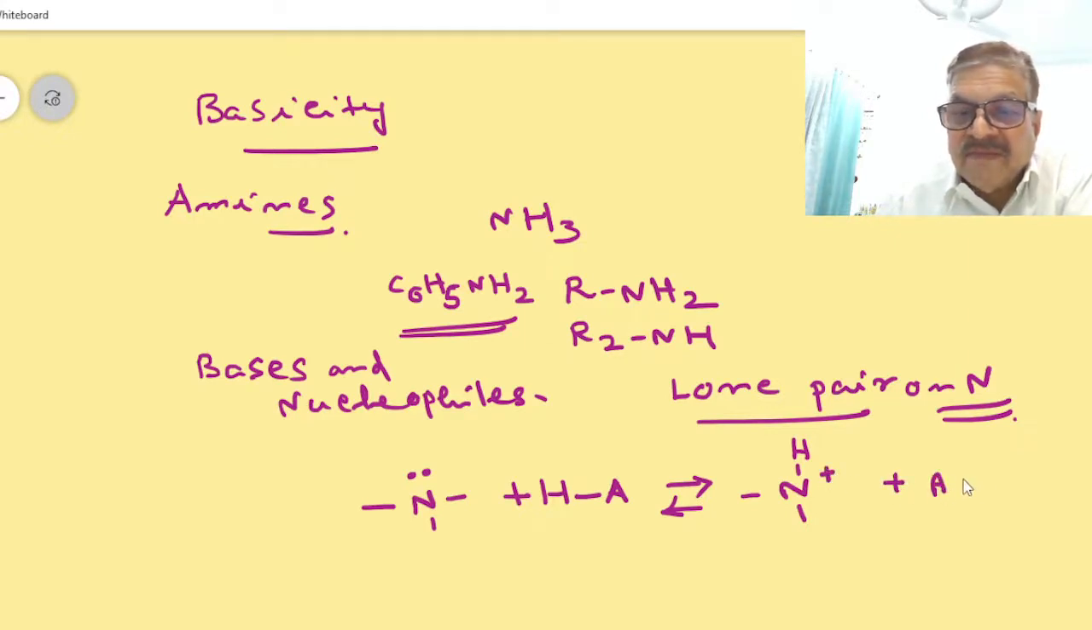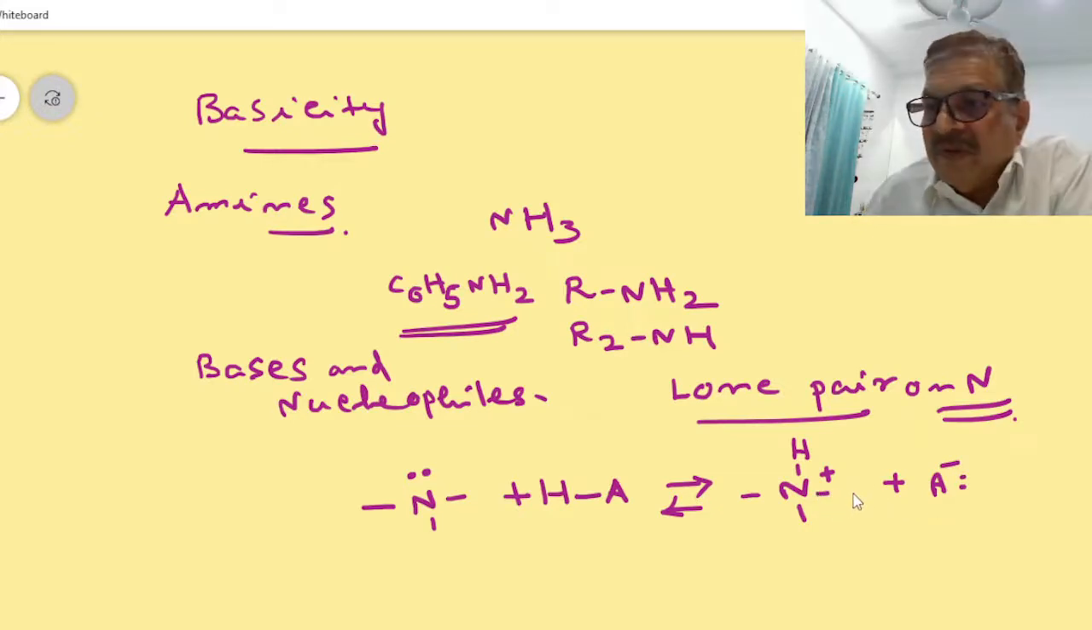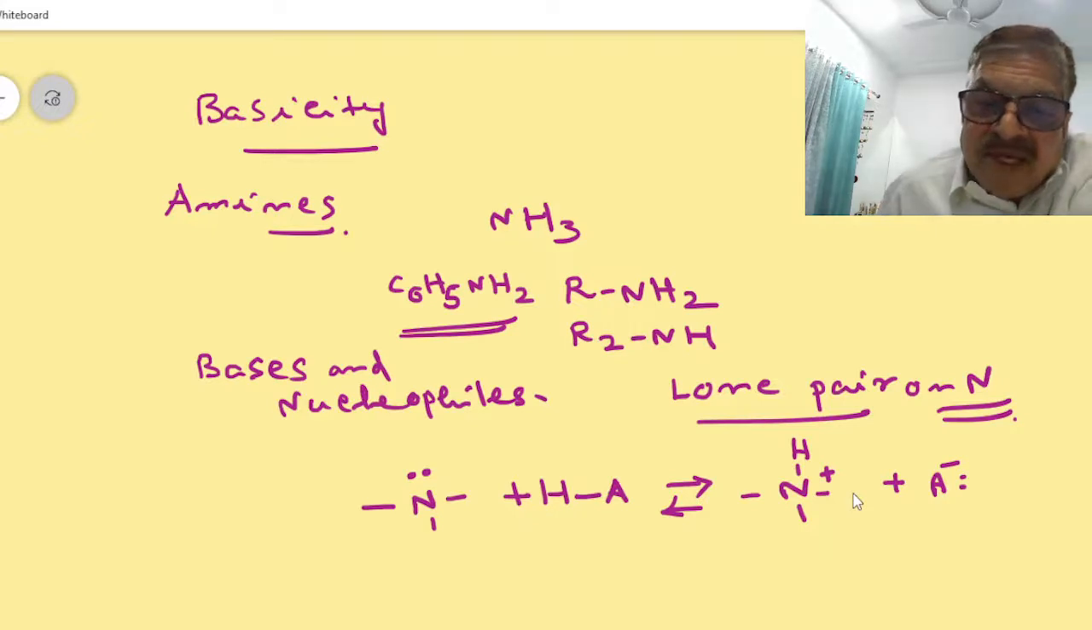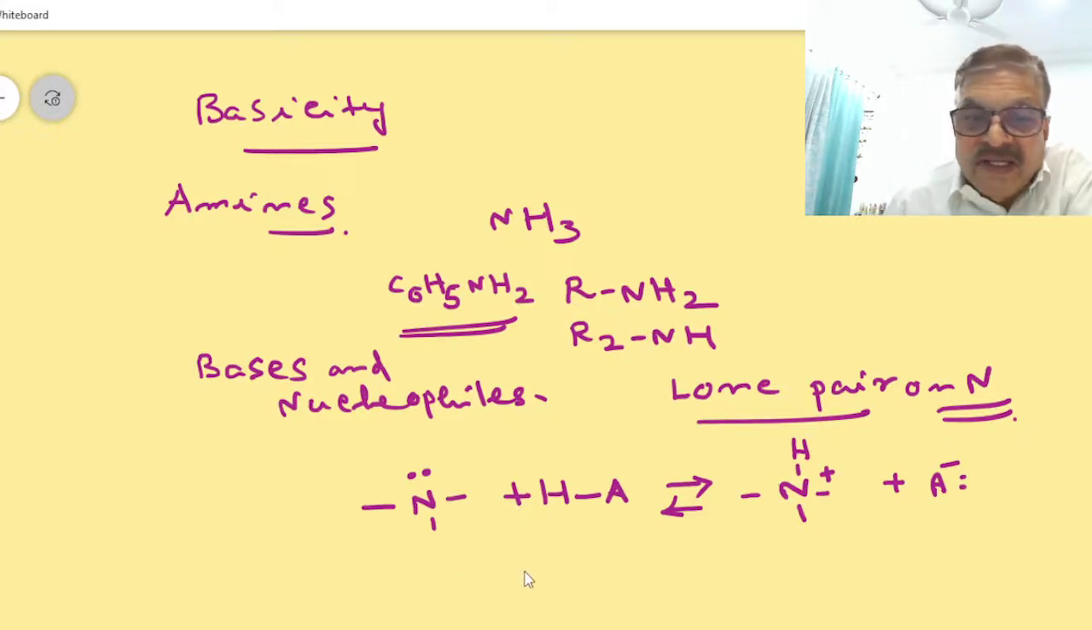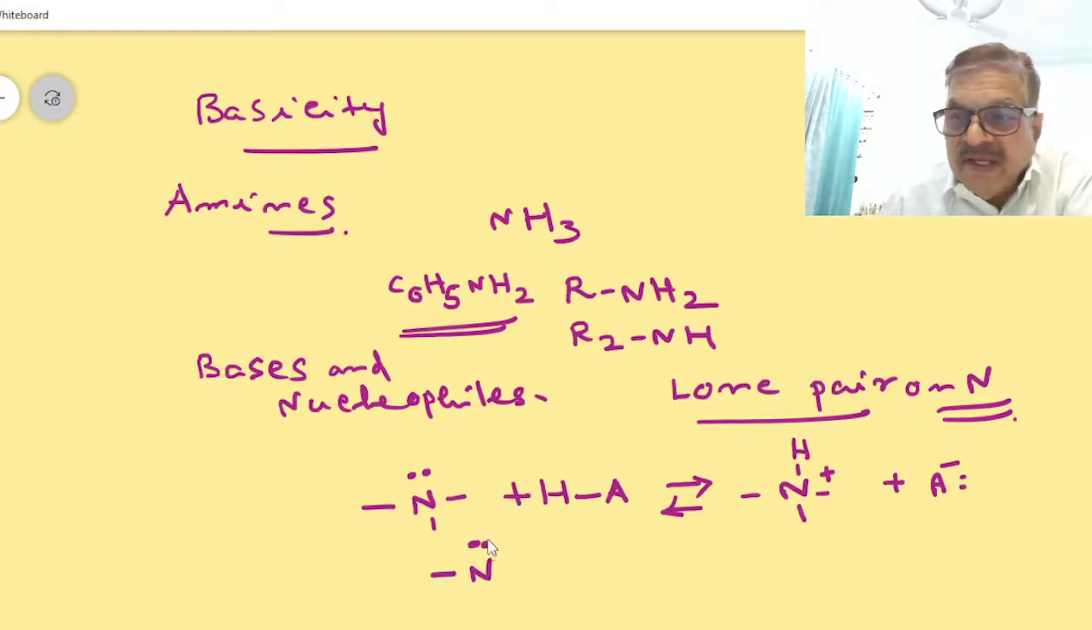Plus A minus. So, like this we will be getting it. A compound here, this is actually reaction as a base here, in the case of amine reacting with a Bronsted acid. And in the case of amine, it can react as a nucleophile with an electrophilic site here. That is E, electrophilic site.